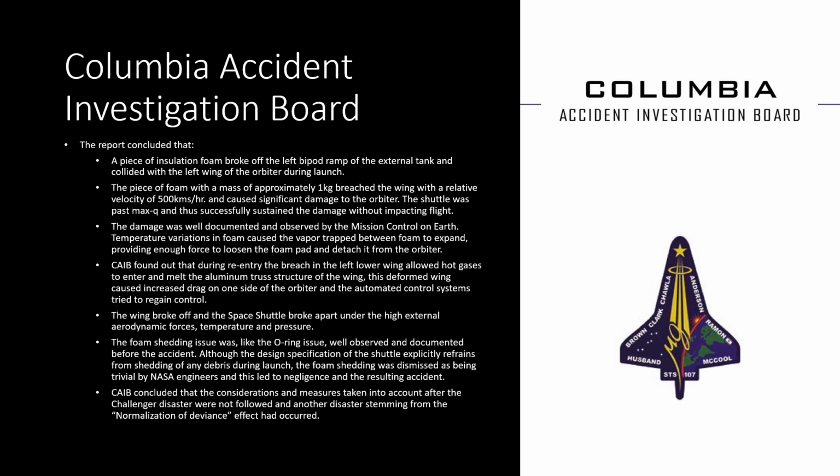The report provided by the Columbia Accident Investigation Board states that a piece of insulation foam broke off the left bipod ramp of the external tank and collided with the left wing of the orbiter during launch. The piece of foam, with a mass of approximately 1 kg, breached the wing with a relative velocity of 500 km per hour and caused significant damage to the orbiter.